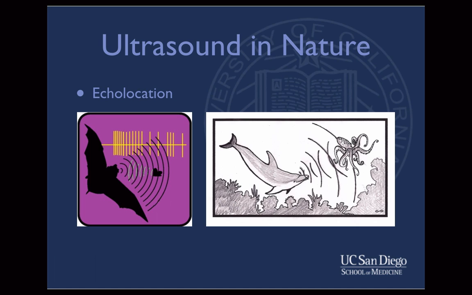Some animals emit sound waves into the environment and then listen to the echoes of those calls to help locate and identify objects. This is referred to as echolocation. Examples of echolocating animals include bats, dolphins, and killer whales. Echolocation is used for navigation and foraging, as illustrated in the diagrams.